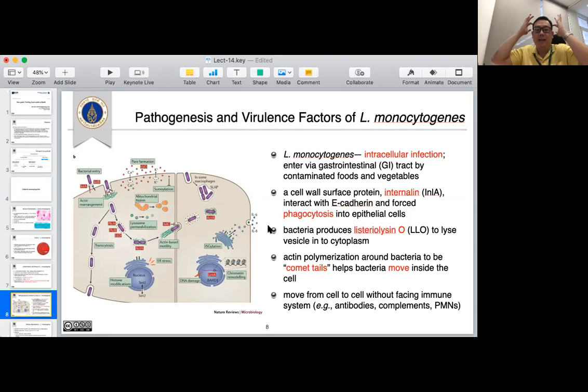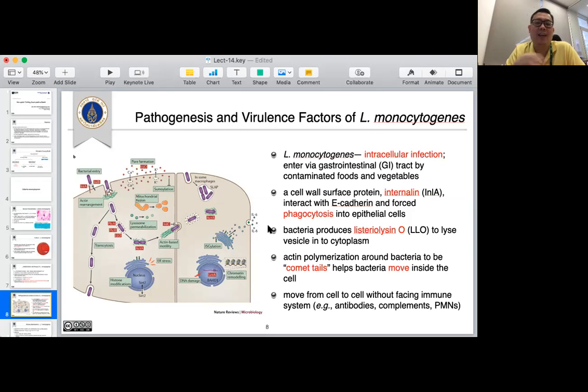This differs from the other bacteria you learned. This one is an intracellular infection. Once L. monocytogenes infects a human, it does not stay outside of the cell. They go inside the host cell and survive inside the host cells. This is the mechanism that makes L. monocytogenes escape the immune response, because the immune response will not penetrate into your host cells.